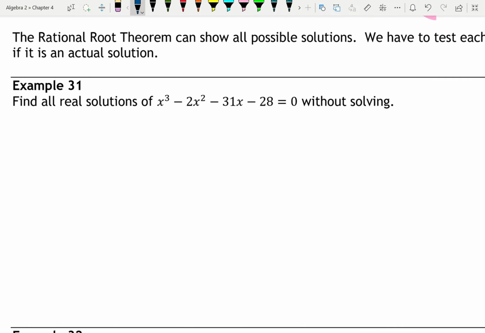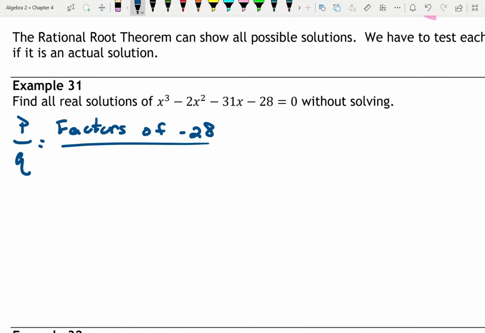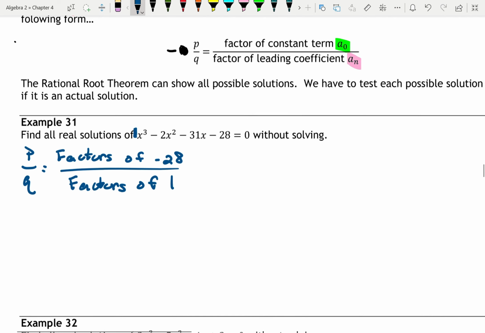We're going to need to list out P over Q, right? So that's going to be factors of negative 28 over factors of 1, because there's a 1 hanging out front in front of the x cubed piece. So looking back up at what we had, there's our negative 28. And then we have the 1, right? And it was like an understood 1.